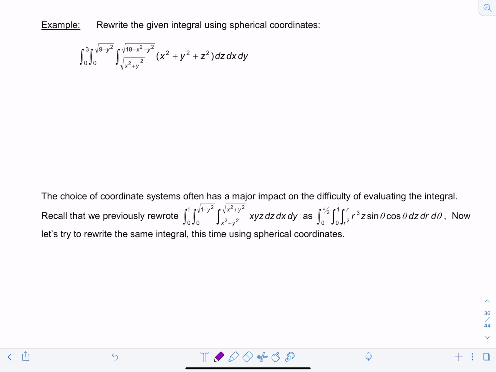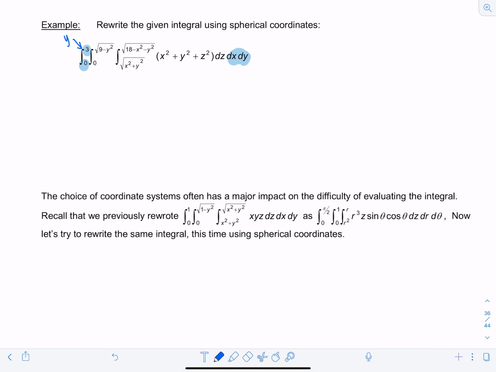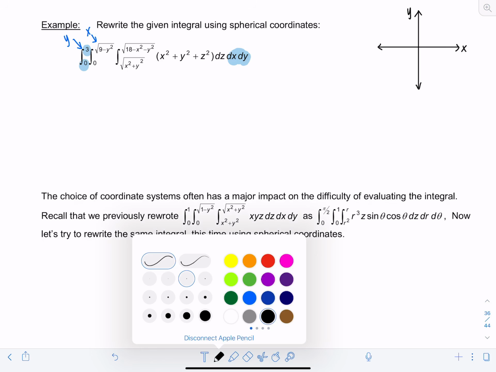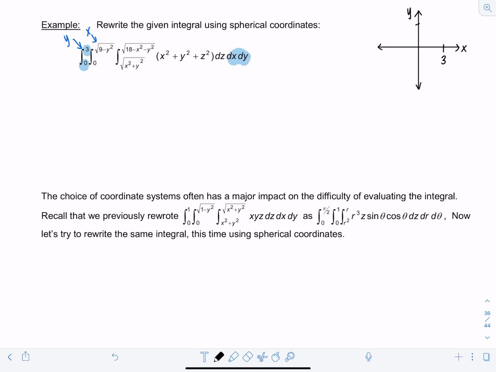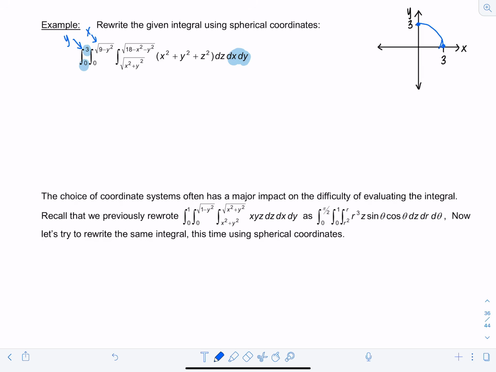So start off by drawing what the base region's gonna look like. In this case, it's the xy plane. So 0 to 3 are my limits for y. And then 0 to rad 9 minus y squared are my limits for x. So let's see what's going on just in the xy plane. Okay, don't get carried away. Start simple. XY plane, y is only between 0 and 3. And then x is between 0 and rad 9 minus y squared. Okay, so that's going to be the right half of a semicircle. Radius is 3. But we're only going to stay in the first quadrant since y is between 0 and 3, yes? So x equals rad 9 minus y squared.